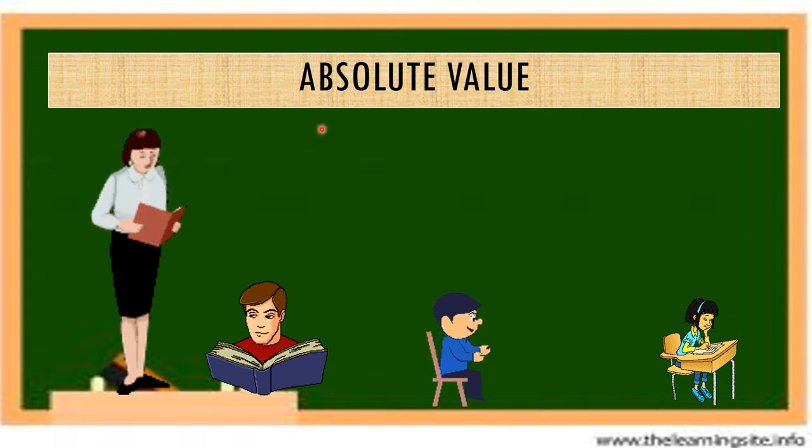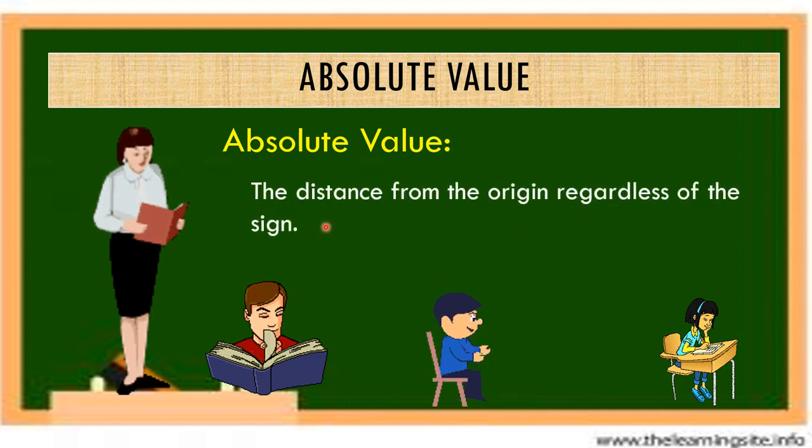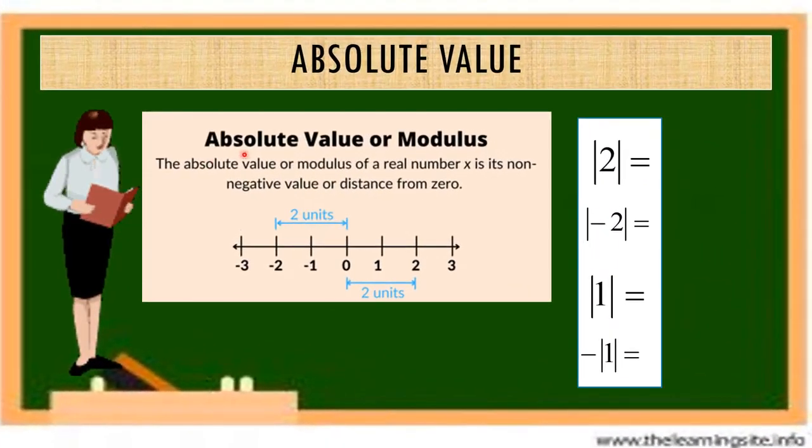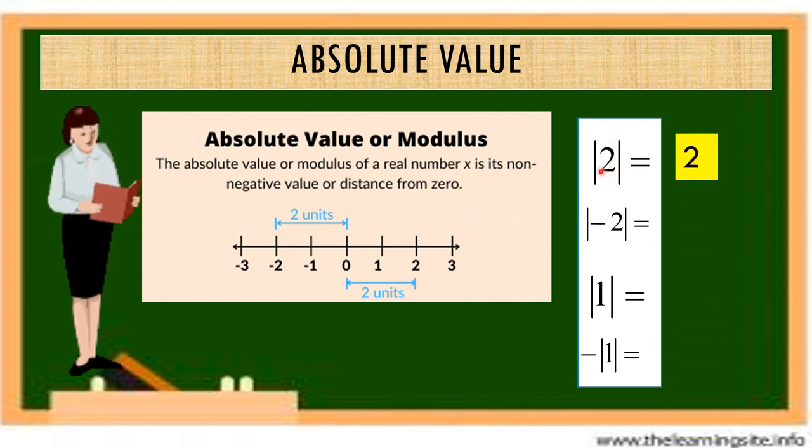Absolute value. Absolute value is defined as the distance from the origin regardless of the sign. The absolute value or modulus of a real number x is its non-negative value or distance from zero. We need to find the absolute value of 2. That is the distance from 0 to 2. This is the symbol for absolute value. So the absolute value of 2 is 2.